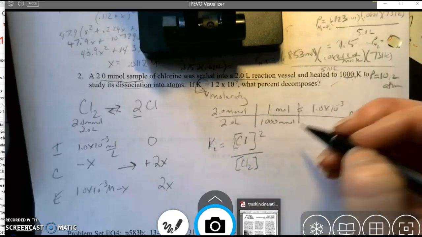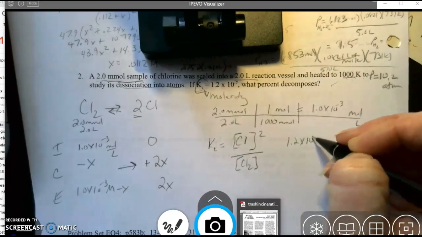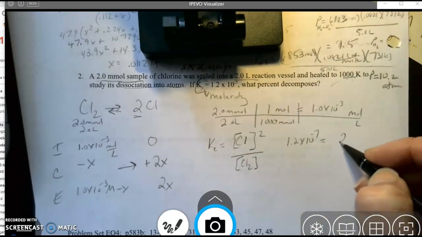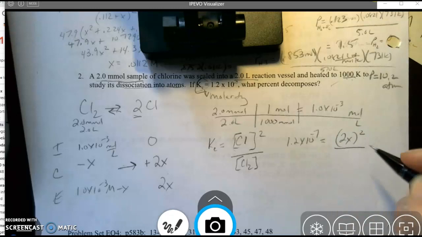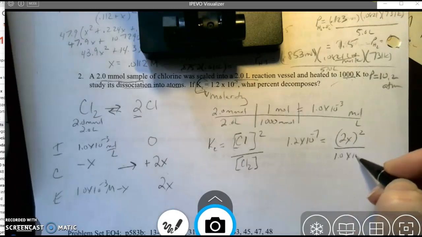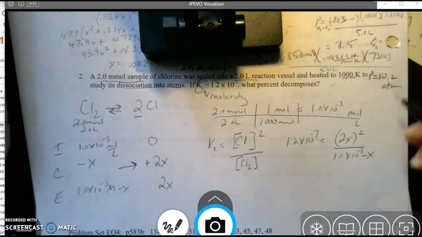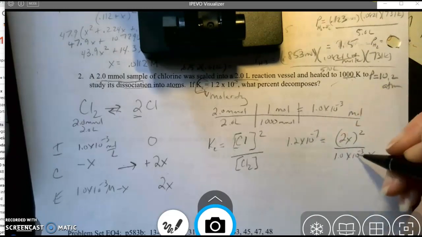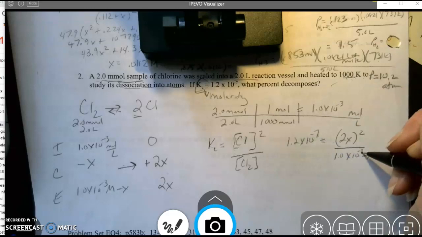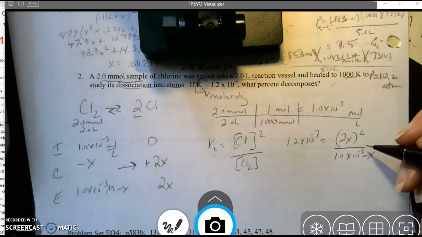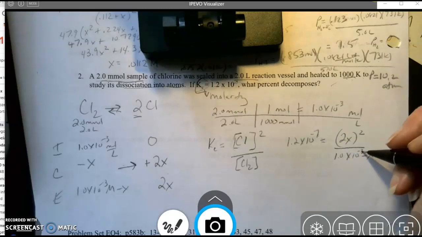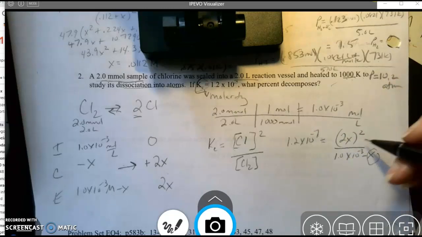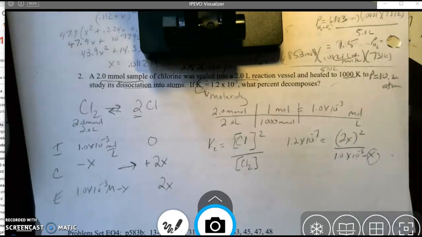So then I'm just substituting in 1.2 times 10 to the negative 7th equals 2x squared over 1.0 times 10 to the minus third minus x. Now, we're going to simplify this one, so we're not going to do the complete quadratic equation like we did the last one. So negative 7 to negative third is 10,000 units because it's 4 factors of 10. So this is small in comparison to this number. So this value is going to be tiny. So we are going to eliminate this x because it's small.